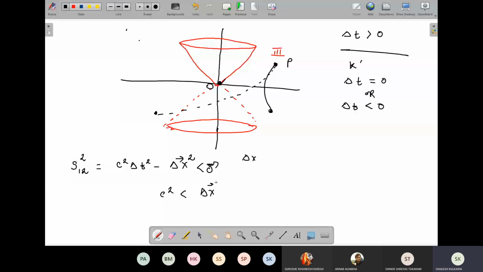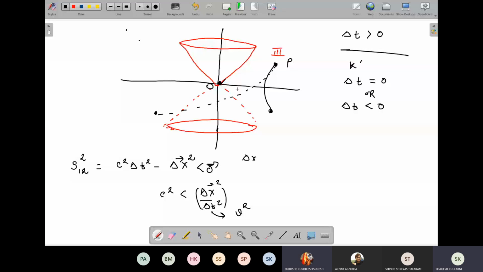Imagine this as some kind of velocity, so it is velocity square. So in this region, if you had any particle, that would travel faster than light. That is what it means. It does not mean that c square is less than 0. So this region is not possible for material particles, but that is a different story.